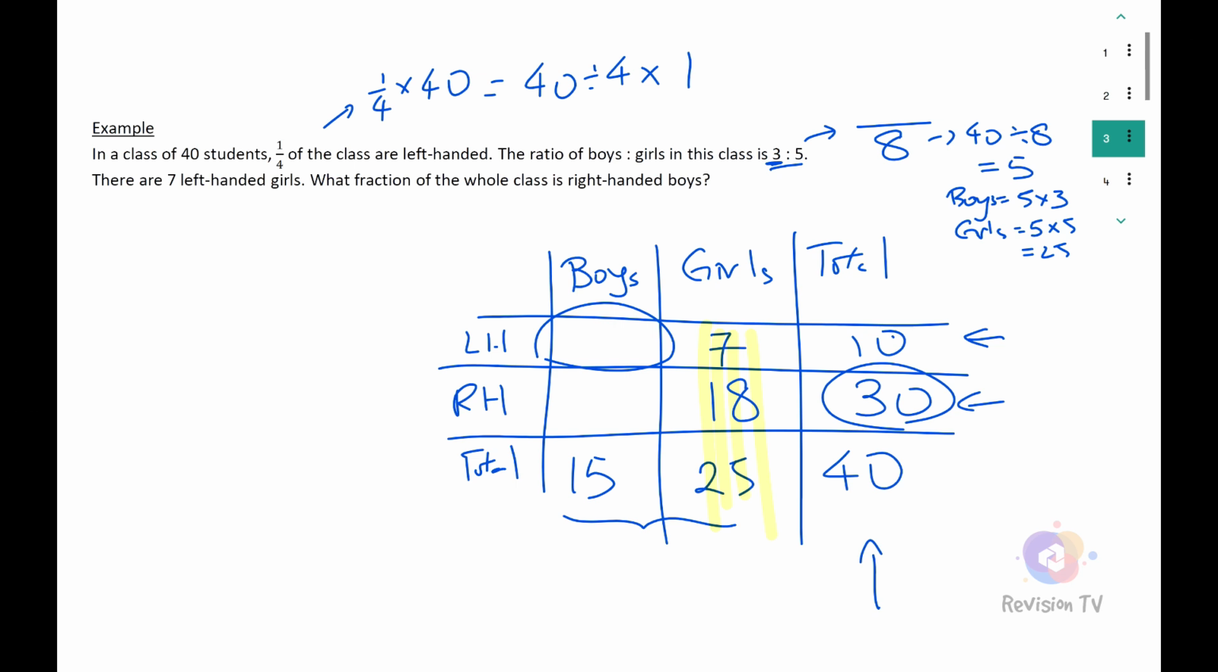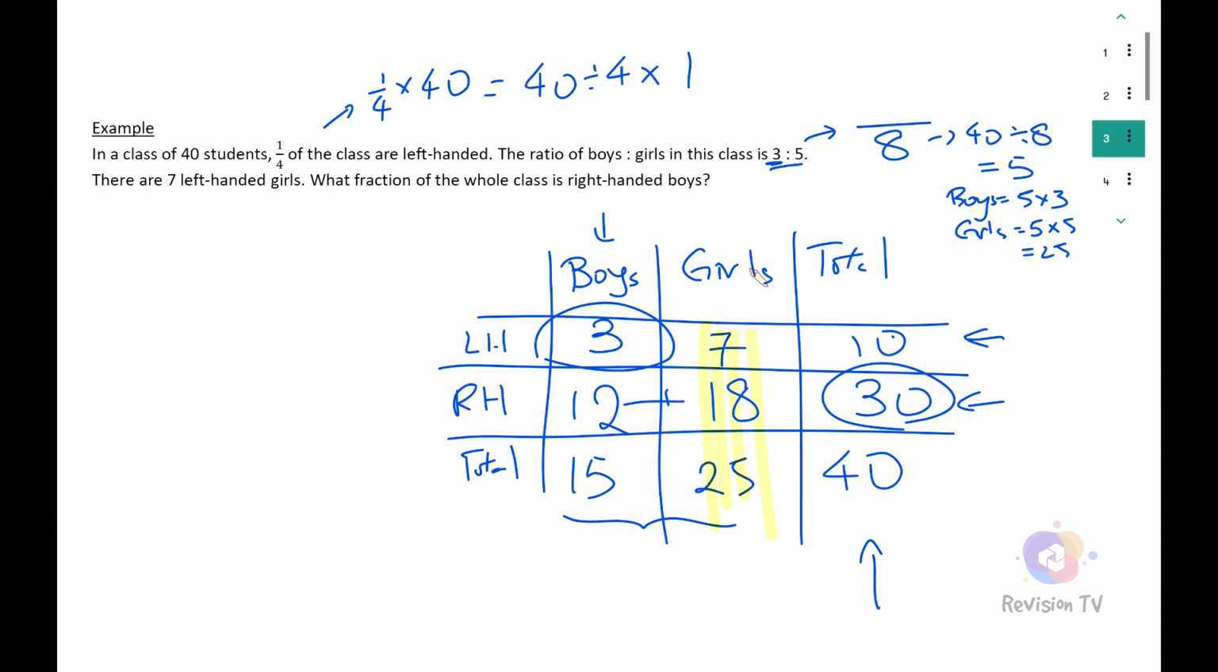We'll look at left-handed boys in here. Left-handed, not boys, left-handed. Across the total is 10. We've got 7 in here. This must be 3. And therefore, this must be 12. So you can add them up. 3 plus 12 is 15. And 12 plus 18 is 30. So the numbers are working quite well together. So you know you're correct.